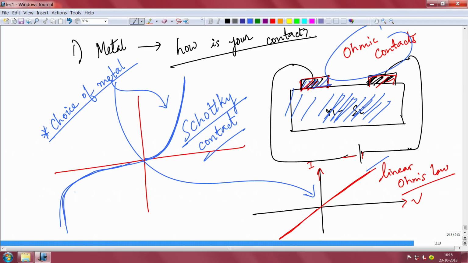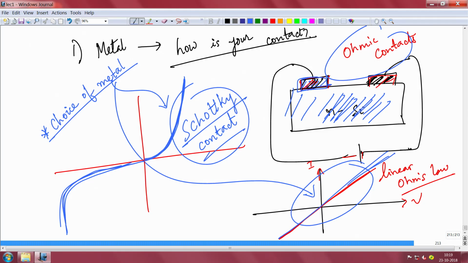So the choice of metal will dictate whether you get this kind of behavior or that kind of behavior. In some devices, you actually intentionally want this kind of Schottky behavior. In many devices, you actually want this kind of linear behavior. So one of the most important reasons why the metal-semiconductor junction is important is because the choice of the metal will dictate what kind of contact you make, what kind of IV you get, and that will dictate your device performance dramatically. So it is important that you understand how this metal-semiconductor junction is formed and what choice of metals will dictate what kind of contact.